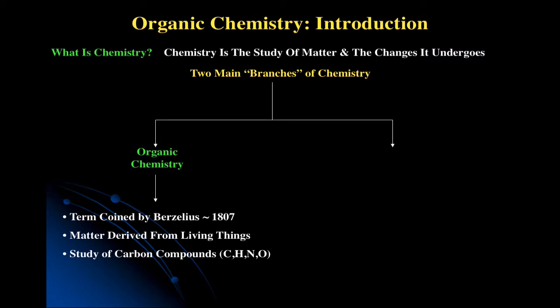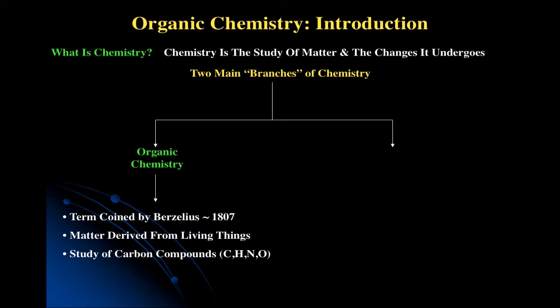Originally, it meant matter derived from living things. So organic chemistry and biochemistry are joined at the hip. Now, they have diverged in recent decades. I shouldn't say years. It's been a long time. Okay? But they had a common origin. Matter derived from living things. Study of things that came from living beings or living things on the earth.